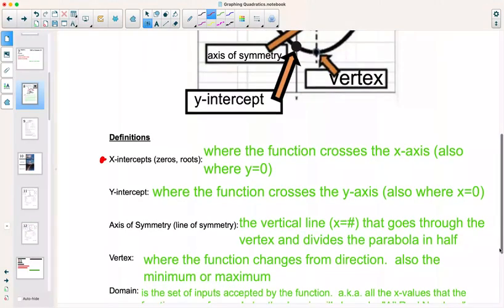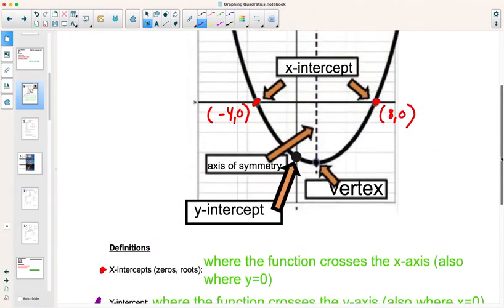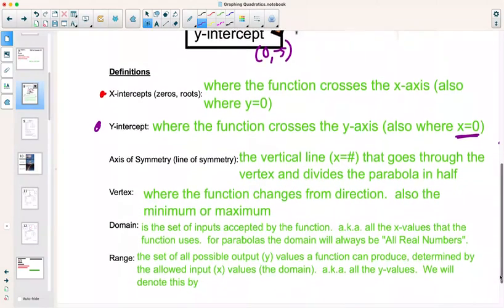The y-intercept is where the function crosses the y-axis. Okay, so this is the y-intercept we're talking about, also where x equals 0. You've known about the y-intercept for a while, like that's the y-intercept right there. It looks like it's at (0, -5), right? The x value is 0 for every y-intercept. We're going to use that information later.